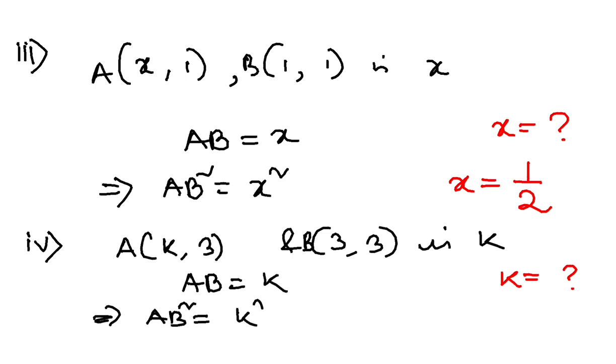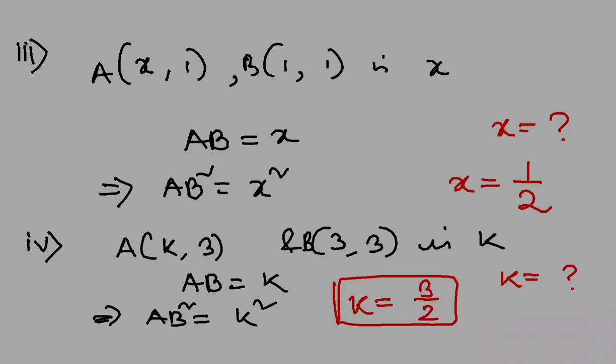Alright, after that apply distance formula and simplify, find the value of k. Your k should be 3 by 2. Alright, 1, 2, 3, 4 all are similar kind of questions. Now let's move on to question number 5.